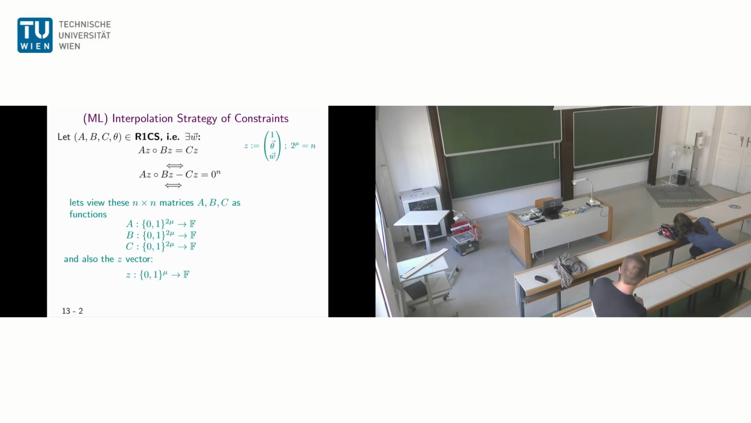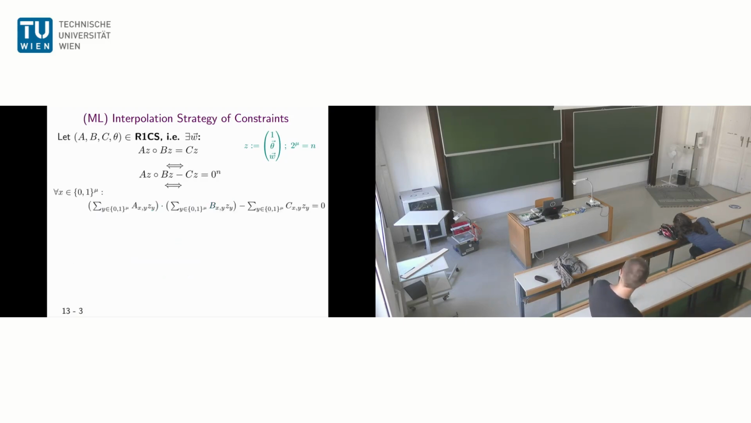And the same we do for the vector z. The z vector now only requires mu bits to index into. Now what we can write is, so this equation is now, if you write it out, it is nothing but that thing. This is just still the equivalent formulation.